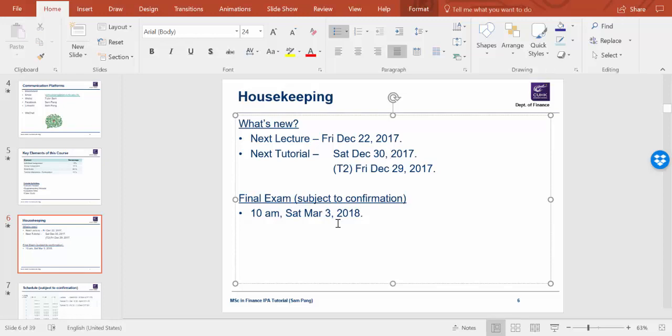So you don't need to come tomorrow, and it is just for next Saturday, okay? We have around 30 students, so that would fit in one class quite comfortably. This is in CYT LT5, I believe, starting at 6:30 p.m. Is everyone okay with that? And the final exam is subject to our confirmation, but it's likely to be on Saturday, March the 3rd, or possibly Friday, March the 2nd. So we'll let you know one or the other.